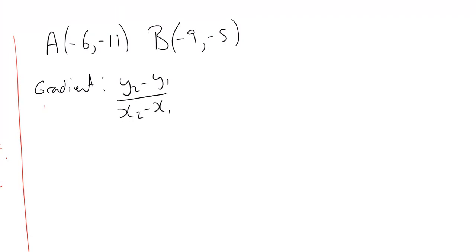Now, maybe we would say that, and label this up, x1 is the minus 6 and y1 is the minus 11, x2 is the minus 9 and y2 is the minus 5. So we could think of it like this. Well, this is going to give us minus 5 minus a minus 11, all divided by minus 9 minus a minus 6.